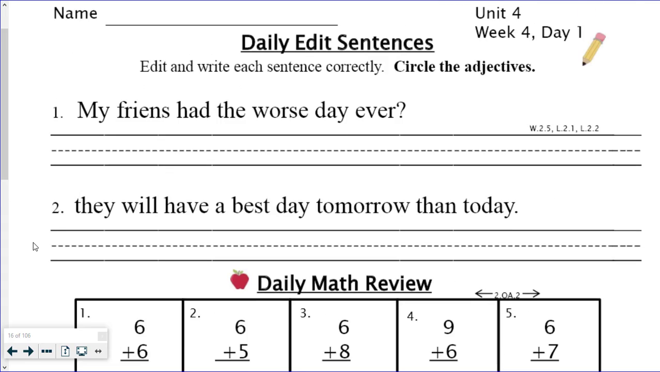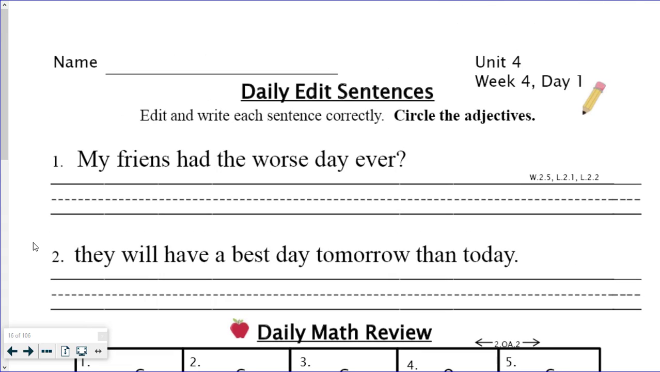All right, let's work our way back up to the top and work through these. My friends had the worst day ever. First thing I notice is there's a question mark at the end. This is a sentence that's telling me something, so I'm going to want a period. Let's see, my friends. Friends is a high frequency word that's spelled incorrectly. Friends is F-R-I-E-N-D-S. My friends had the worst day ever. It's actually not worse, it's worst. W-O-R-S-T, like that, worst. All right, now let's rewrite it nice and neat on the line.